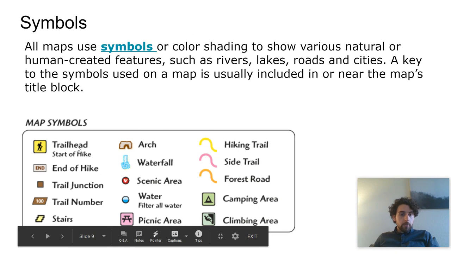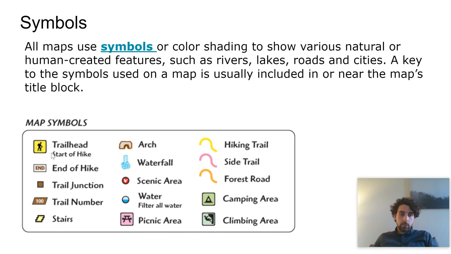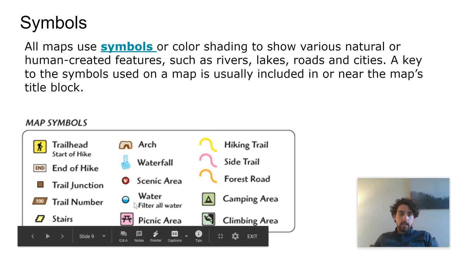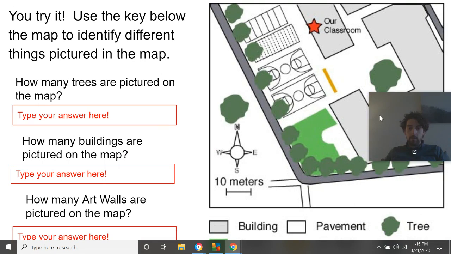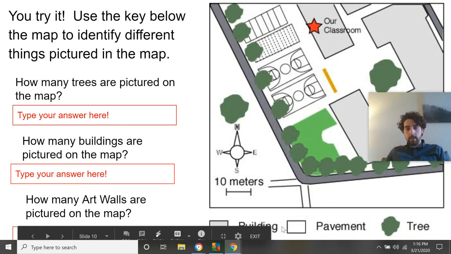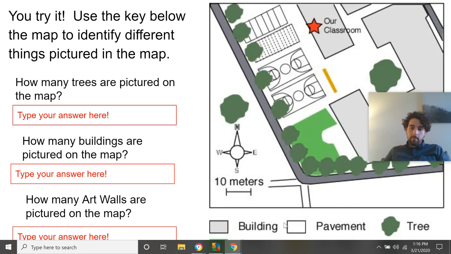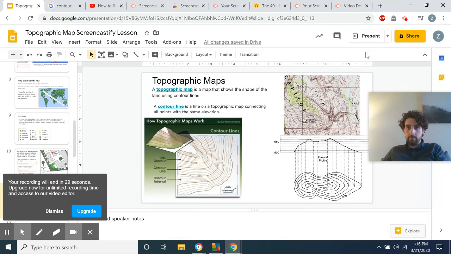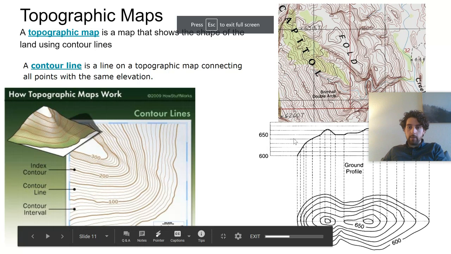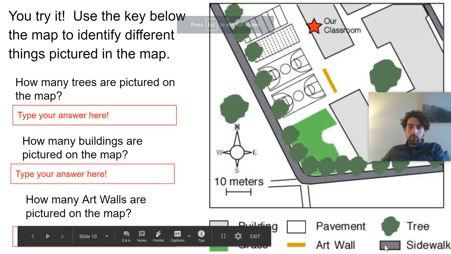maps also use symbols to represent things like a trailhead, the start of a trail, a hiking trail, a side road, a forest area. These just represent important features on your map. So here's an example of a map of a school. It will be easier for you to see on your slide share. The symbols at the bottom: you've got a building, a pavement, a tree. There's more, but the screen is blocking them currently. Anyways, art wall, sidewalk, tree, grass, you can see them here.